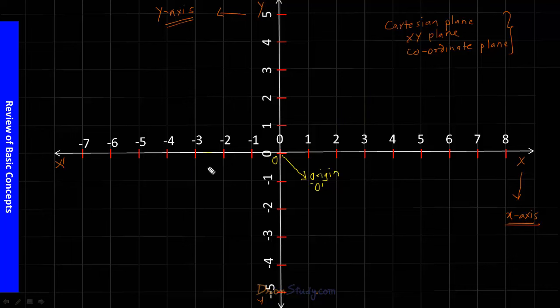Now because of this horizontal number line and vertical number line, this plane is divided into four parts. This is the first part, this is the second part, this is the third part, and this is the fourth part. And so this first part is called the first quadrant, and this is called the second quadrant, and this part is called the third quadrant, and this is called the fourth quadrant.